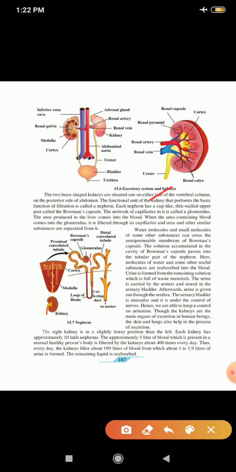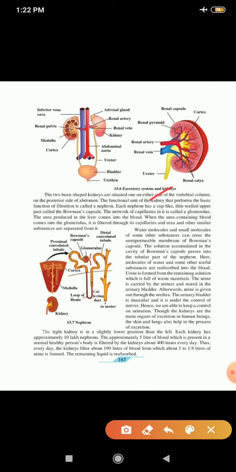Now here, two bean-shaped kidneys are situated one on either side of the vertebral column, on the posterior side of the abdomen. Posterior means last, behind, or back side. The functional unit of the kidney that performs the basic function of filtration is called the nephron. Underline it. Just as we have the cell as the fundamental unit of the body, the functional unit of the kidney is called the nephron.